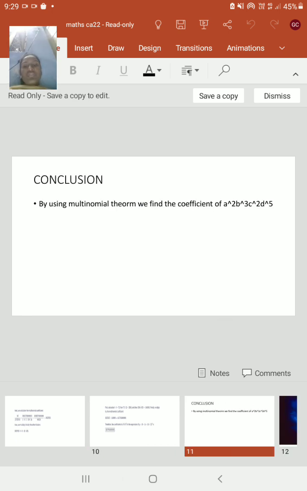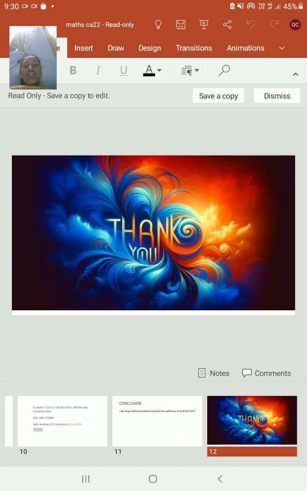So now, by using the multinomial theorem, we found the coefficient of a square b cube c square d power 5. Thank you.